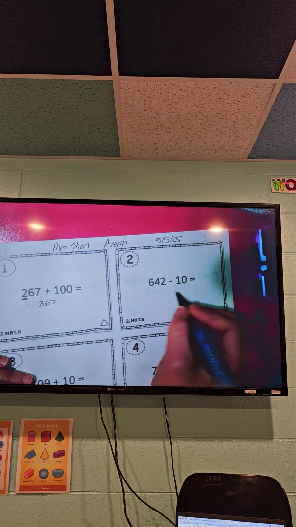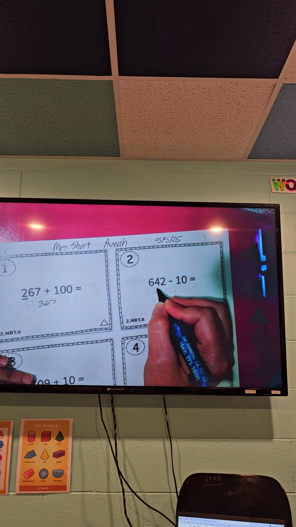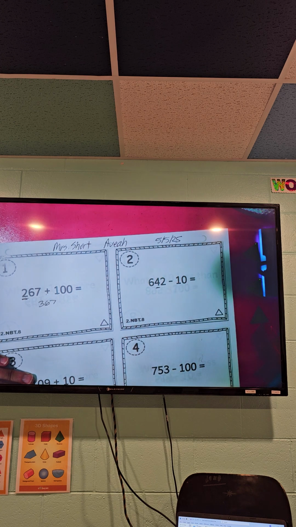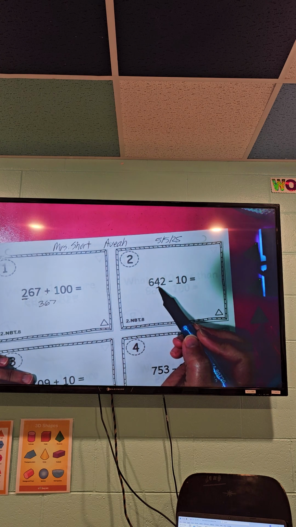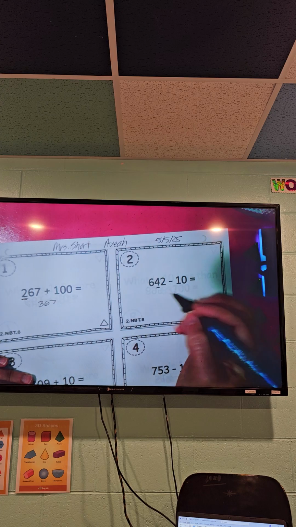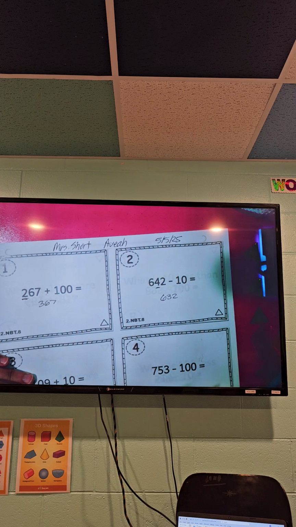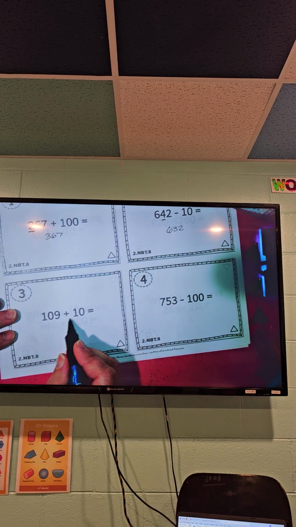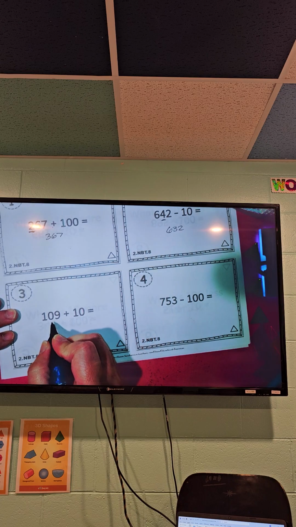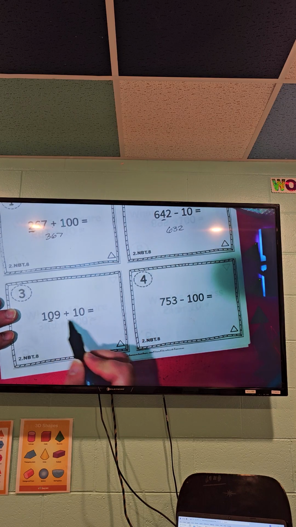642 minus 10, find the tens place, which is the 4. That 4 is going to decrease by 1, so you end up with 632. 109 plus 10, find the tens place. That 0 is going to increase by 1, so it becomes 119.